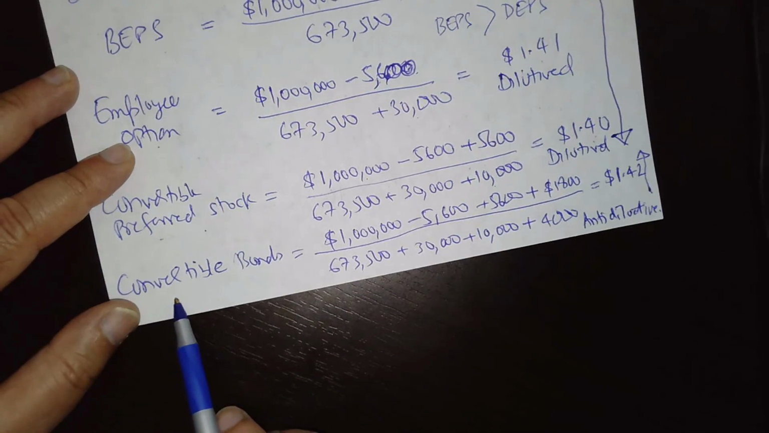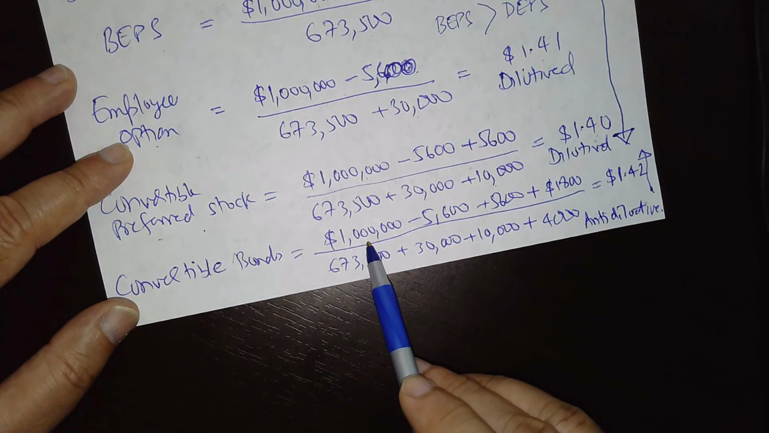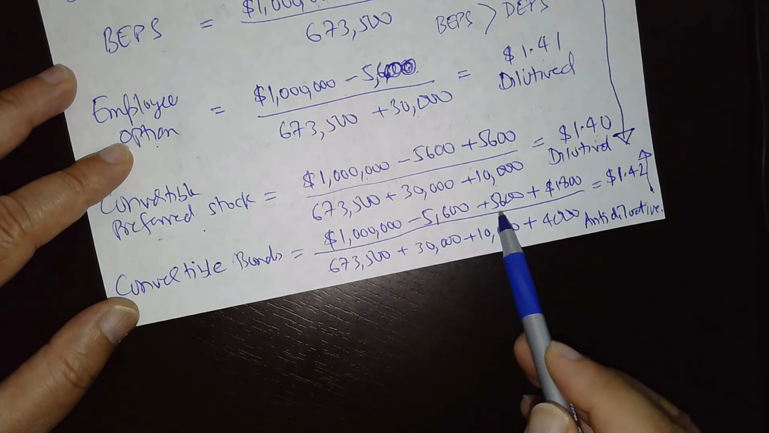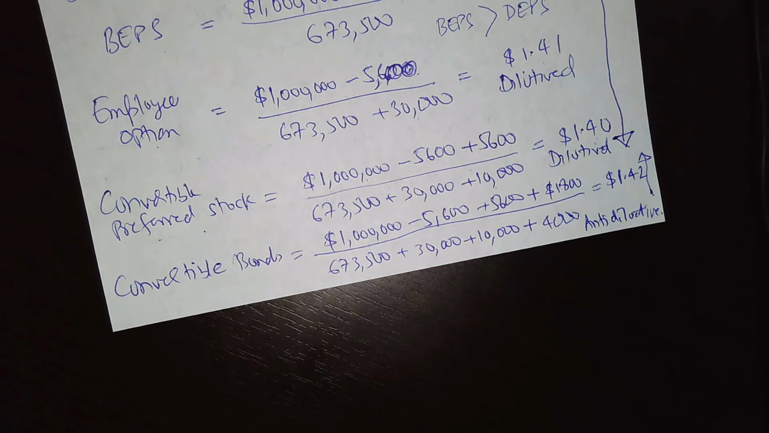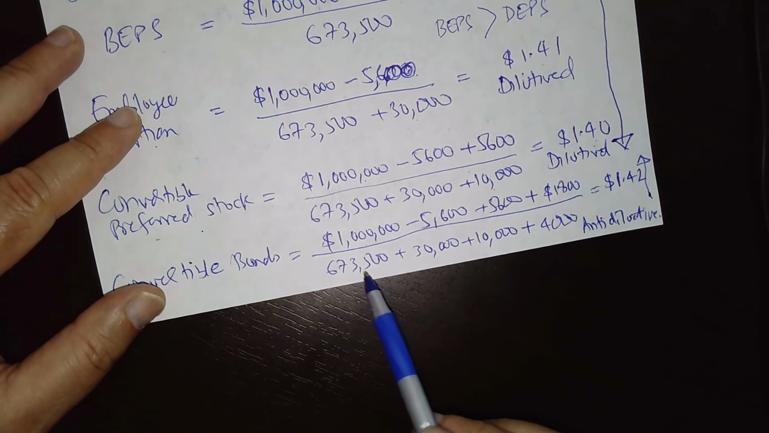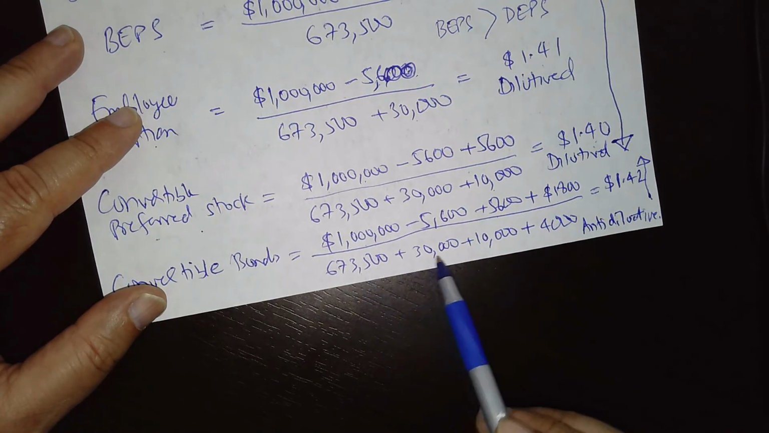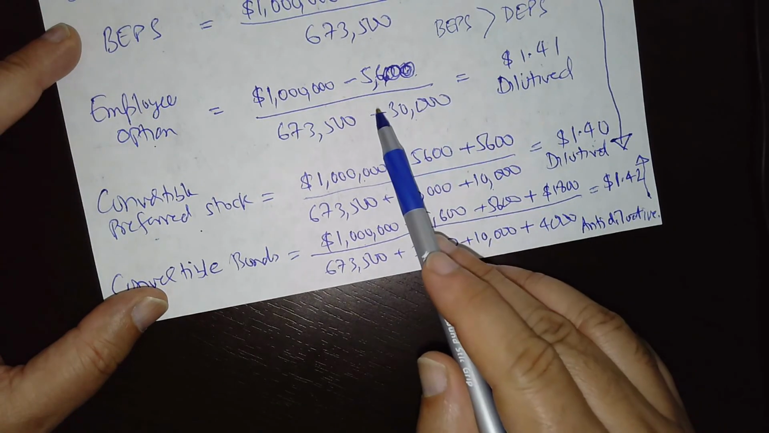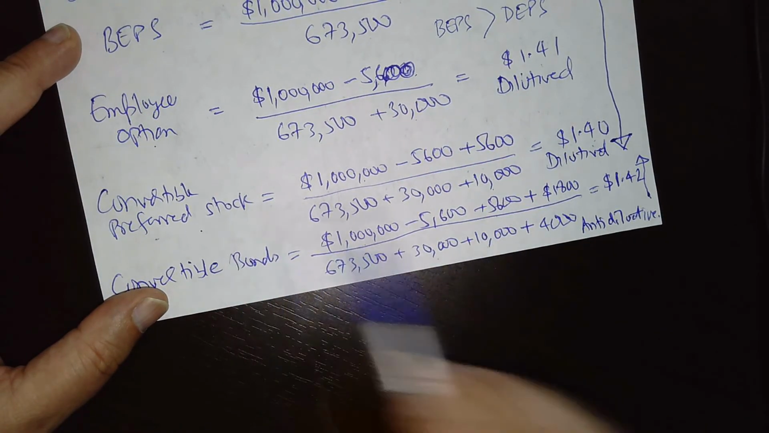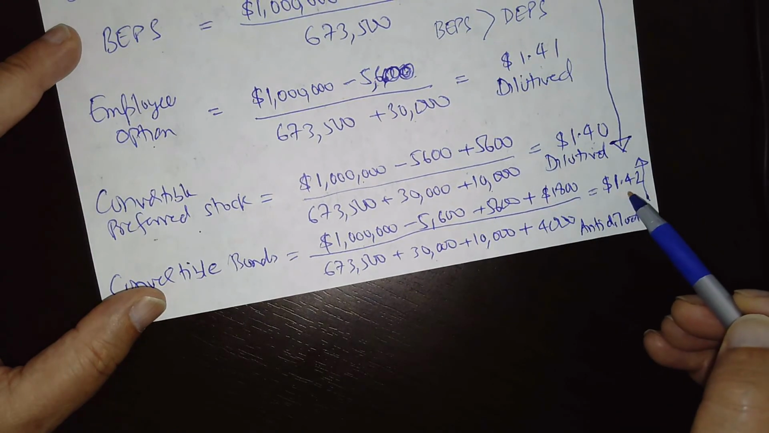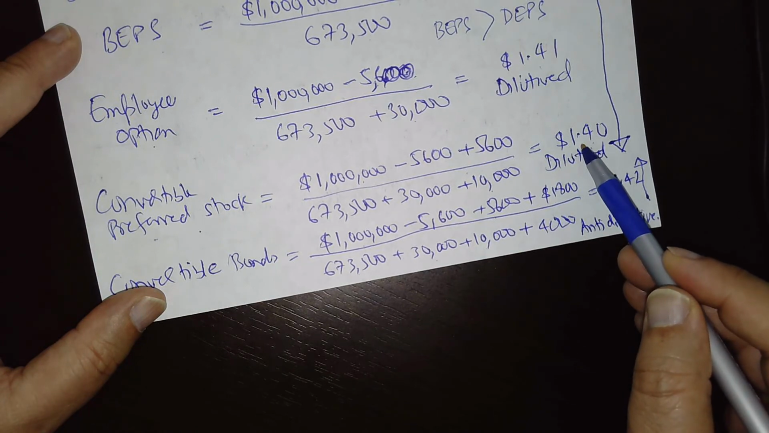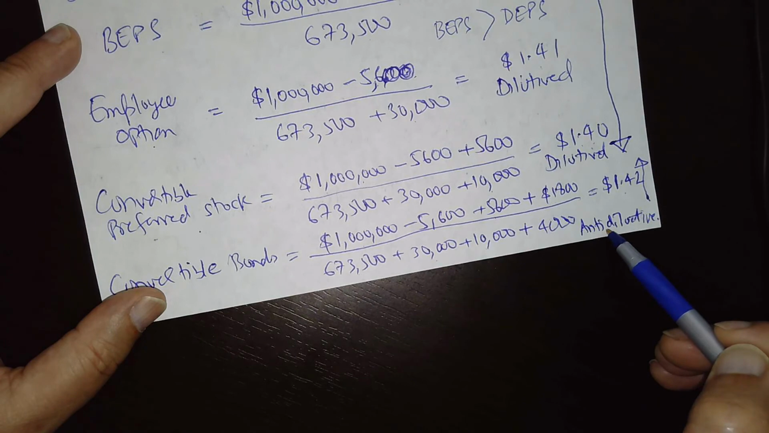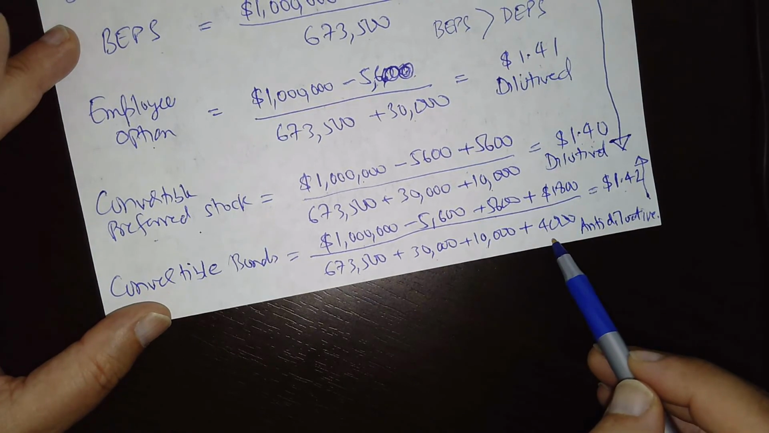Now, when we do the convertible bonds, we have $1 million minus the 5,600 plus the 5,600 plus the 18,000, the saving coming back to us, the money we don't have to pay anybody. And then we have 673,500, 30,000 due to employee options, 10,000 due to convertible, and 4,000. That gives us $1.42. That $1.42 is greater than $1.40. So that means this convertible bond is anti-dilutive.